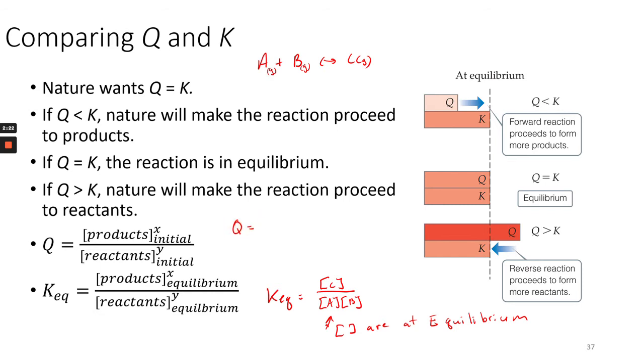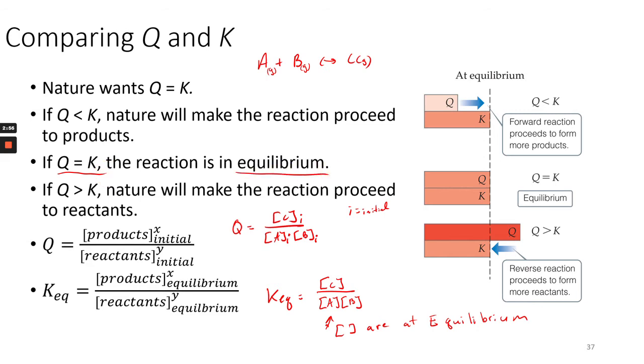Q looks the same, except for your concentrations. Sometimes you'll see a little I here. That I means initial. That's the concentration that you're starting with, or it could be the concentration at any point in time during the reaction. They do not have to be at equilibrium. But if Q equals K, that means it is at equilibrium. So if Q equals K, then you are at equilibrium.